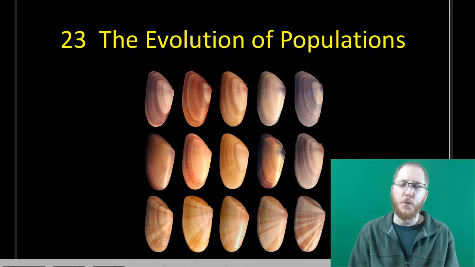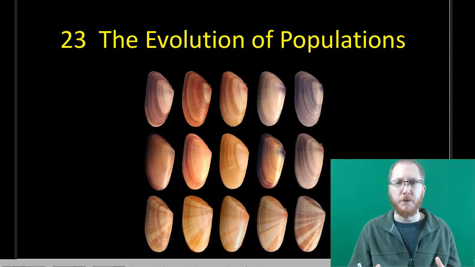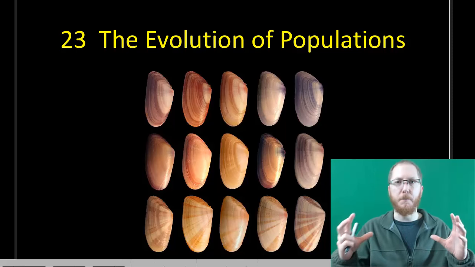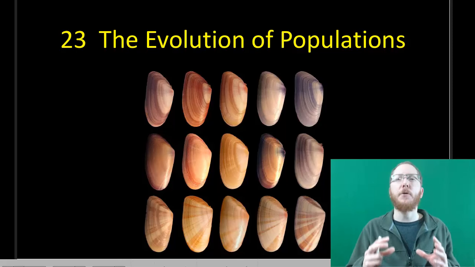Welcome to Chapter 23. In Chapter 23, we're going to focus on how populations, which are a group of individuals of the same species, same place, same time, so really an interbreeding group of organisms, are going to be considered a population. And it's at this population level that evolution will actually occur.